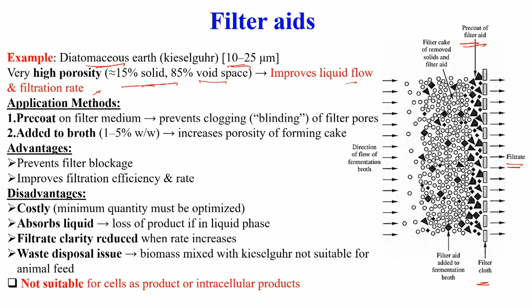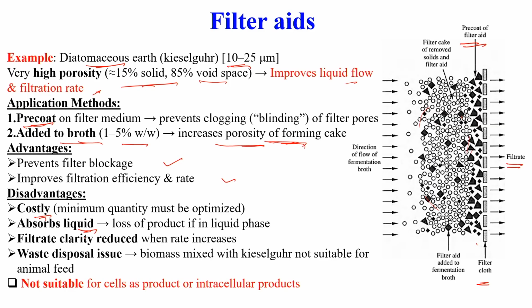How can it be applied? It can be applied as a pre-coating. So, you can just see it is pre-coated on the filter. The other option is you add 1 to 5% to the broth. So, it increases the porosity of the formed cake, because in between there will be filter aid particles. So, it prevents filter blockage and it improves the filtration efficiency and filtration rate, but at the same time it is costly. So, the minimum quantity must be optimized.